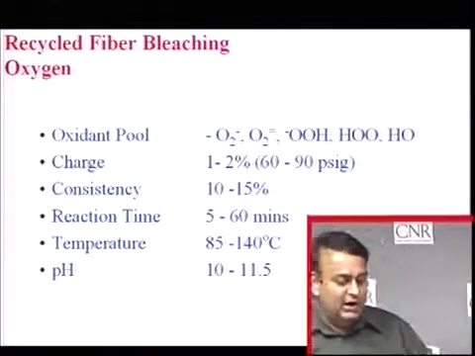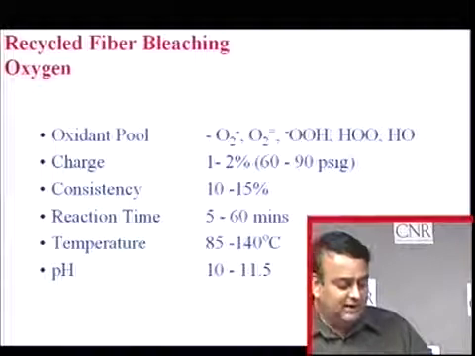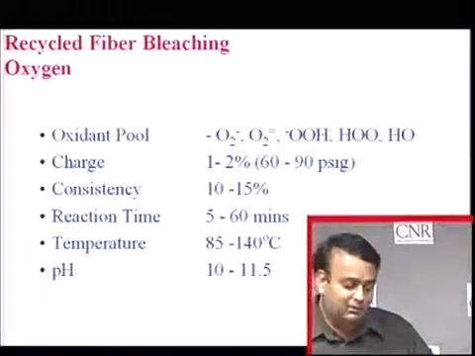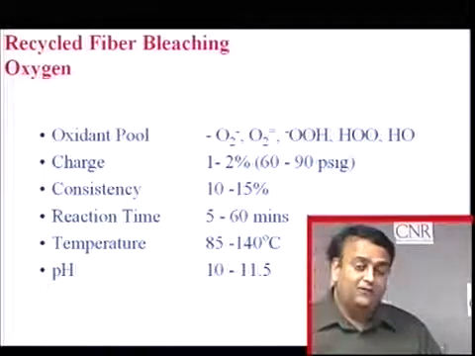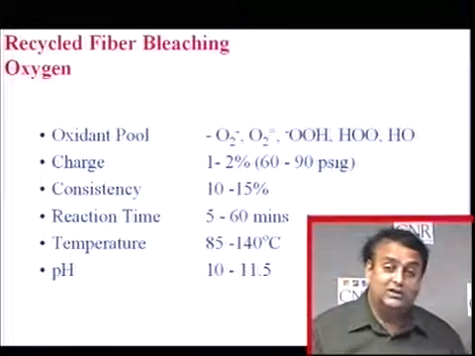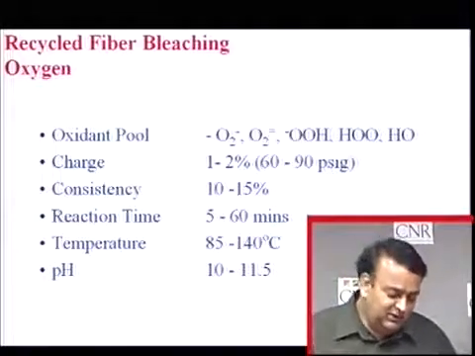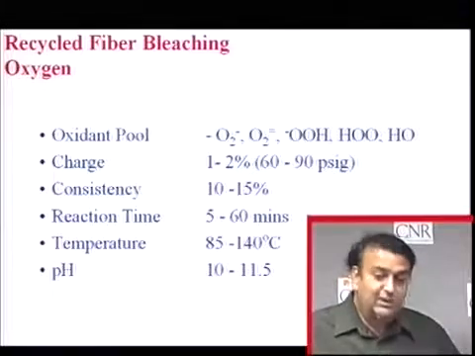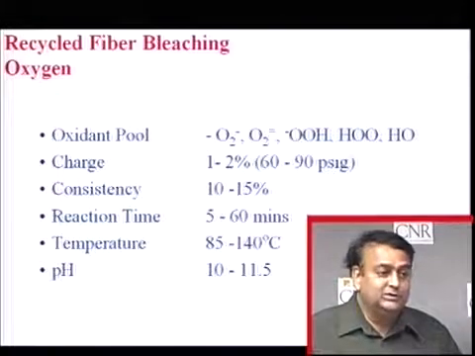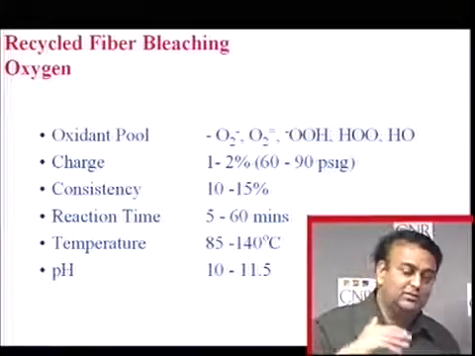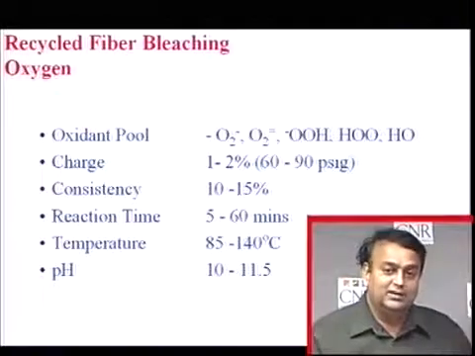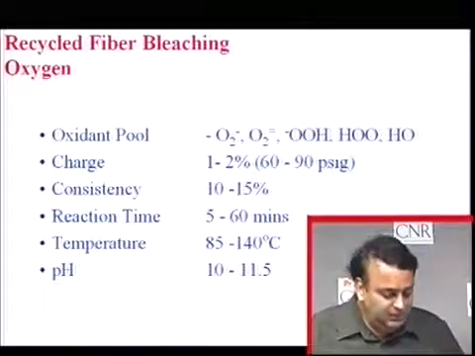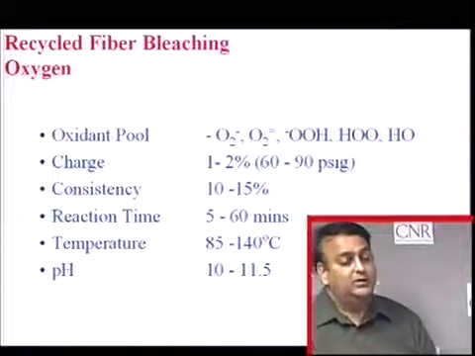Now, let us take a look at oxygen bleaching. This is another total chlorine free bleaching chemical. There is quite a lot of various radical oxygen species available for bleaching purposes. Typical charge 1 to 2%, and in a pressurized vessel, the pressure inside the vessel is 60 to 90 psig. The consistency is 10 to 15%.